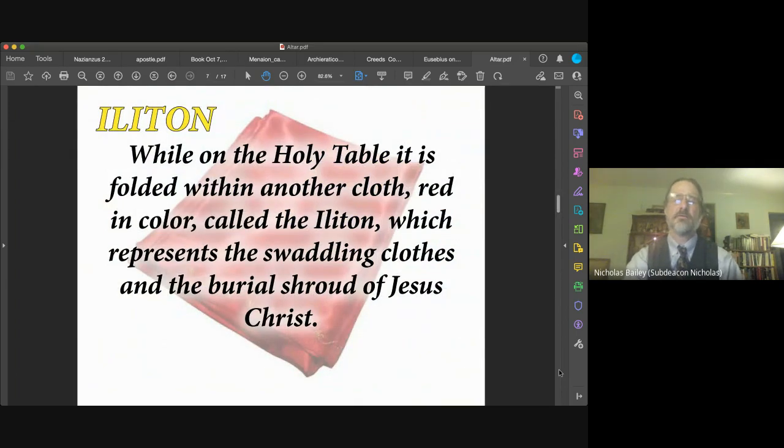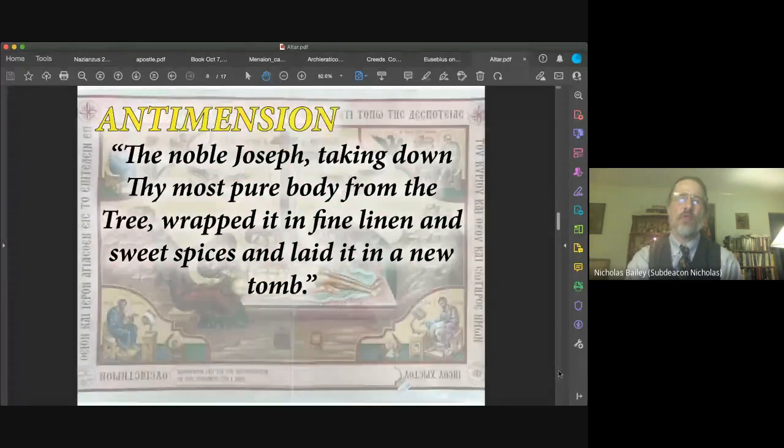Underneath the gospel book is a red cloth, technically called the iliton, and it represents the swaddling clothes of Christ or his burial shroud. Wrapped within it is what's called the antimension.